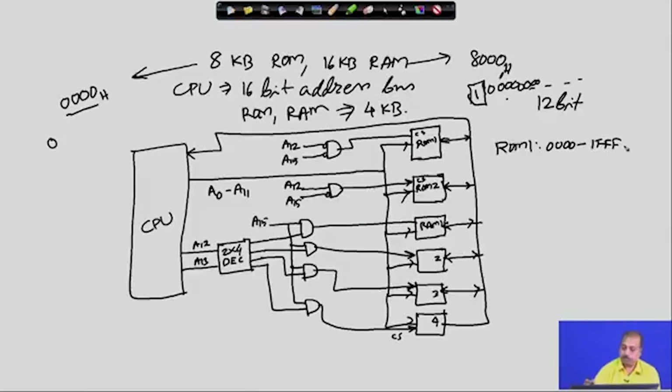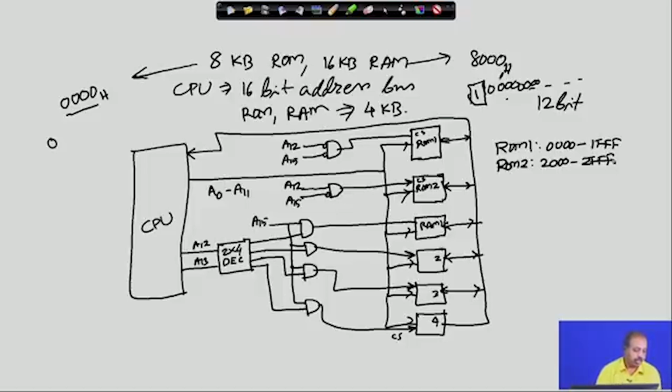For the second ROM, ROM 2, it is 2000 to 2FFF. So, this is the address range for the second ROM. And of course, there will be folding, because I have not used the lines A13 and A14 while decoding these ROM chips.